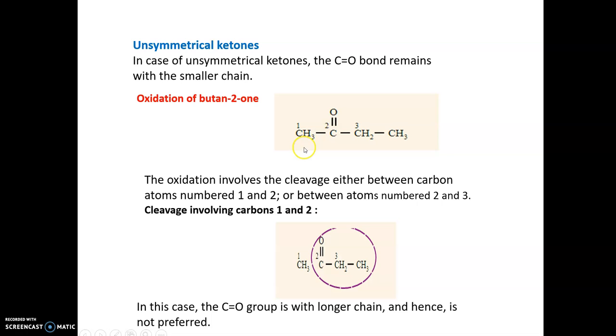Hence it is an unsymmetrical ketone. When I oxidize such a ketone, the cleavage can occur either between carbon atoms 1 and 2 or between atoms 2 and 3. Let us look at what happens when the cleavage involves carbon atoms 1 and 2. When I break the bond between 1 and 2, I get this portion on one side and another portion on this side. In this case, the C=O group with the longer chain is obtained, which is not preferred. So the cleavage involving 1 and 2 generally does not occur.